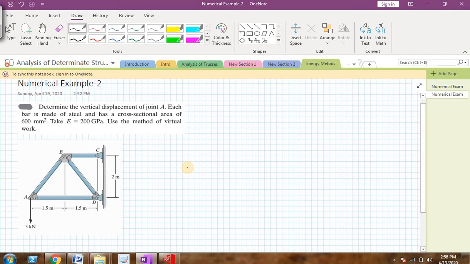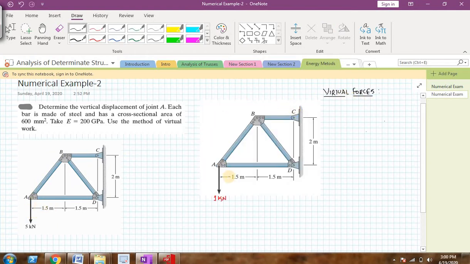So let us, friends, start with our calculation. First, I will draw this truss with 1 kilonewton downward force. Now I have drawn the same truss with the 1 kilonewton vertical load at joint A, and I will try to find the forces in each and every member of the truss. I will call all those forces virtual forces.